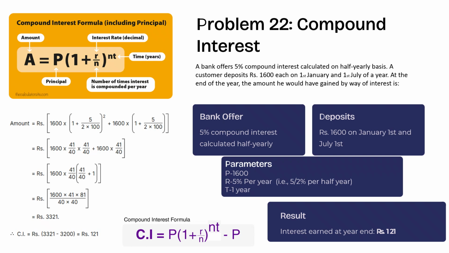1600 plus 1600 is 3200, because per year, 2 times they are investing 1600 plus 1600. So the final compound interest is 3321 minus 3200, which is equal to 121. So rupees 121 is the answer. That's all about question number 22.